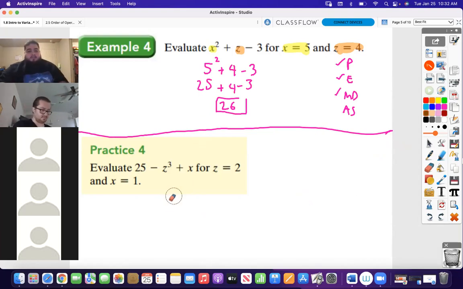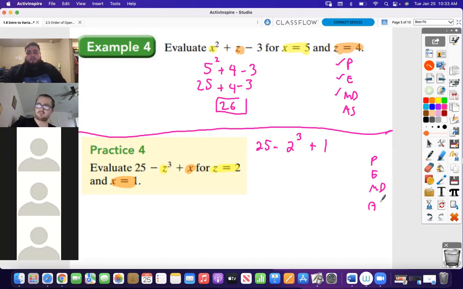All right. So let's look at the expression. So we have 25 minus z cubed, for when z is 2, and then plus x when x is 1. So we have the expression here, right? I'm not going to rewrite it because it's already there. So I'm going to plug it in now. So it'll be 25 minus 2 cubed plus 1. And we have to follow PEMDAS. Do not forget. No parentheses, right? But we do have 2 cubed.